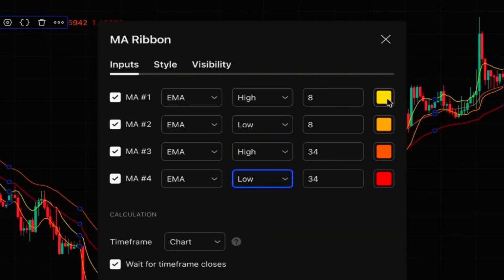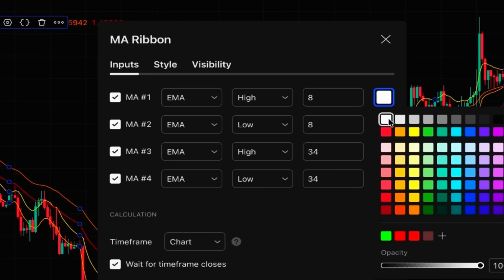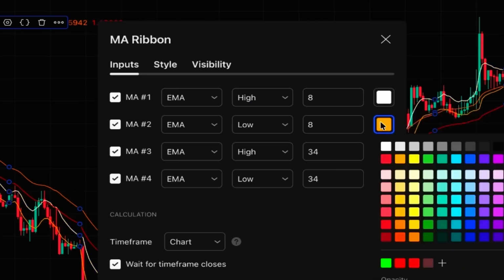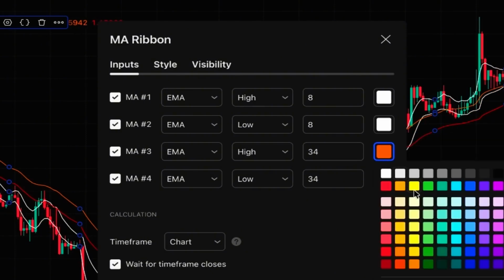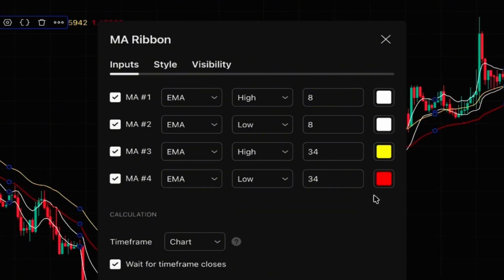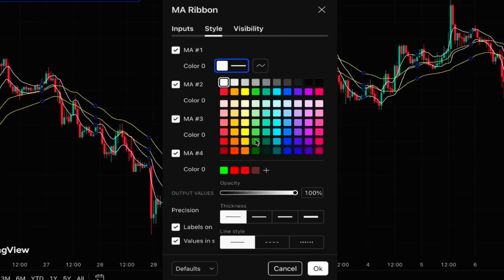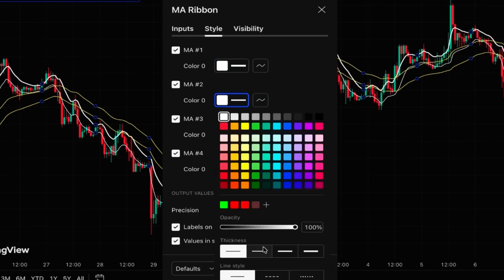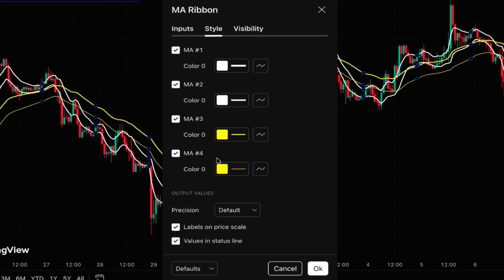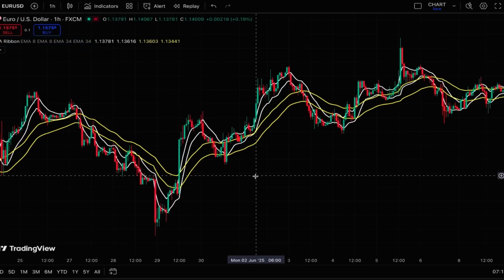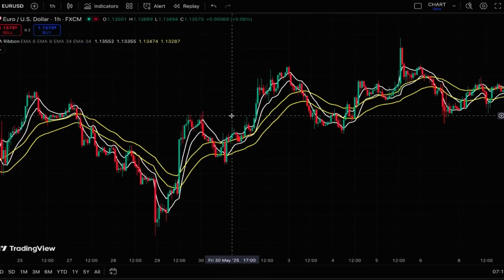And then for the first moving average, we set the color to white. For the second one, we also set the color to white. And then for the third moving average, we set the color to yellow. And for this one, we also set the color to yellow. And then we go to the Style tab and we increase the thickness of the moving average lines so they will be better visible on our price chart. Alright, we're done with the settings of these moving averages.